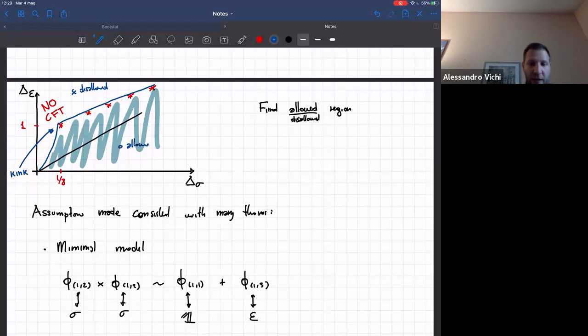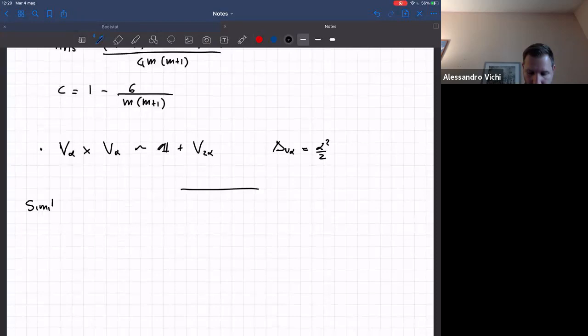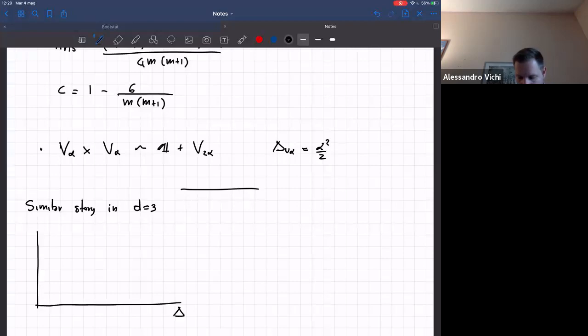So this method can be extended immediately to higher dimensions, and it has been done for the three-dimensional Ising model, and the picture is similar. I can draw it for you. You can do exactly the same game with exactly the same assumption, and you end up with a picture like this in three dimensions. Now the line of theories has a slope of delta epsilon equal to delta sigma. These are theories that are known to exist in any dimension. They're called generalized free theories. And then of course they will be inside the allowed region.